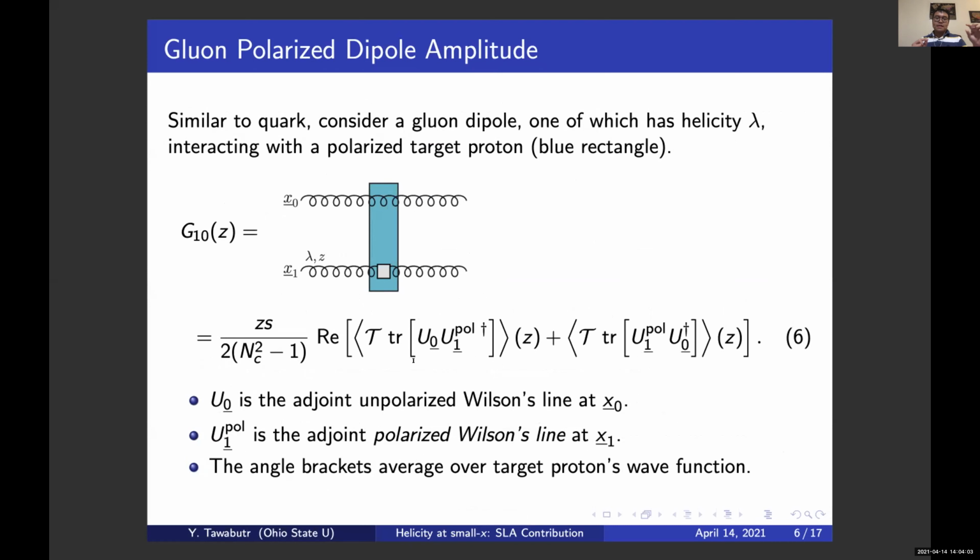It is the same concept, but now we have the gluon dipole, and again, the gluon at x1 has helicity lambda, and it interacts with the target proton in a helicity dependent fashion. And here, the operator expression is almost the same, except that now we have the adjoint polarized and unpolarized Wilson lines.